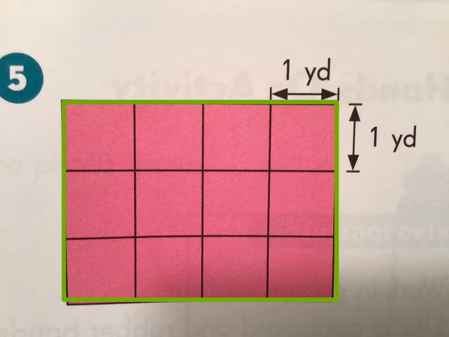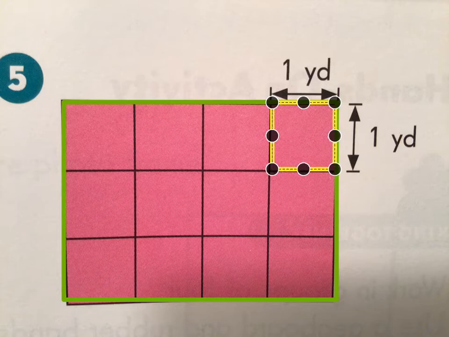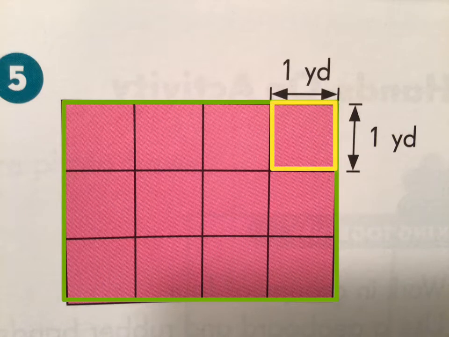A square yard is a square, like this yellow one I've drawn, and each side of that square is 1 yard. The length of that side is 1 yard, the length of that side would measure 1 yard, and this side would measure 1 yard. That is why we would call it a square yard. If it were a square inch, each side of that square would be equal to 1 inch. In this case, we're using square yards.